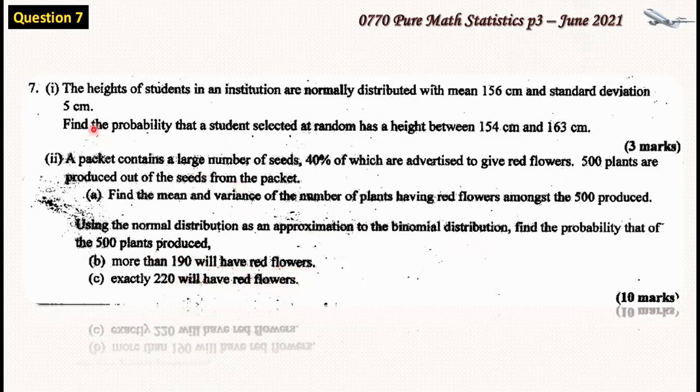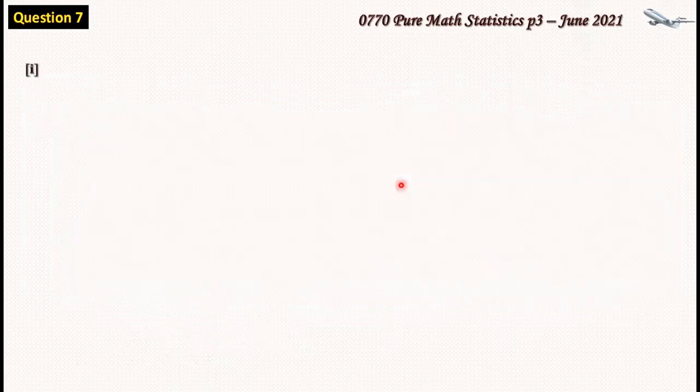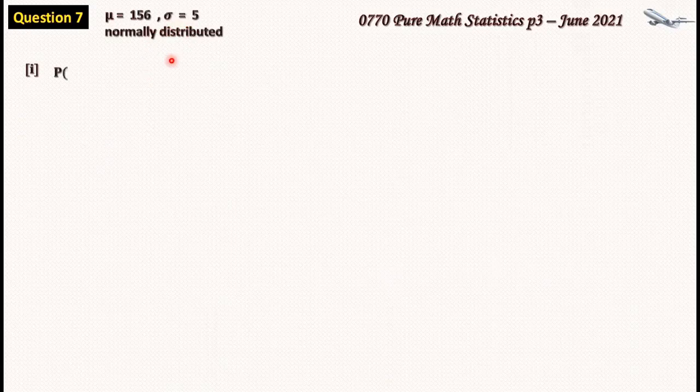So we're going to start with the first part, in which the heights of students in an institution are normally distributed with mean 156 and standard deviation 5, to find the probability that a student selected at random has a height between 154 and 163 centimeters. Since we have been given mu to be 156 and sigma to be 5, and it's normally distributed, the probability of a student's height lying between 154 and 163 should be equal to, we have to convert this to the z-score, right?